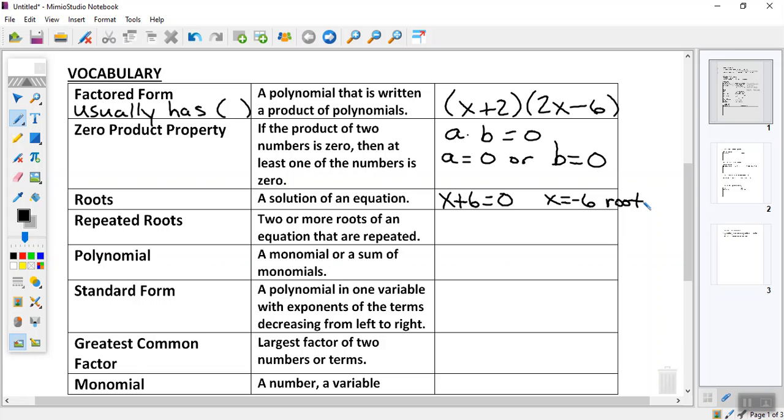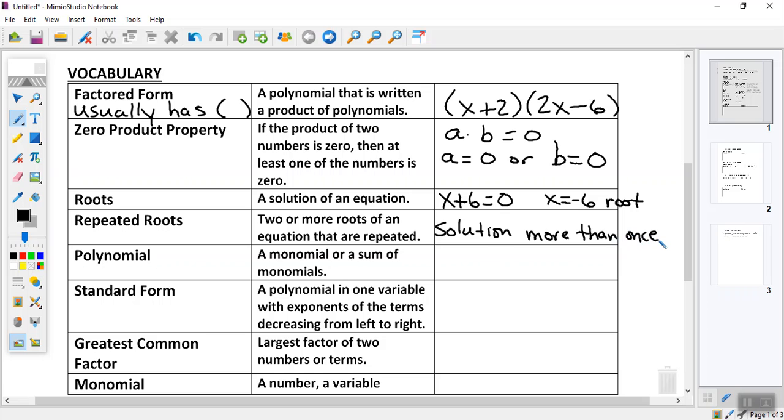Sometimes when you solve the stuff we're going to look at today, in one of these you might get x equals 6, and in another one you might get x equals 6. If 6 shows up more than once in your solutions, we call it what type of a root? A repeated root. All right? It's just a solution that shows up more than once. Okay. The rest we should kind of know.